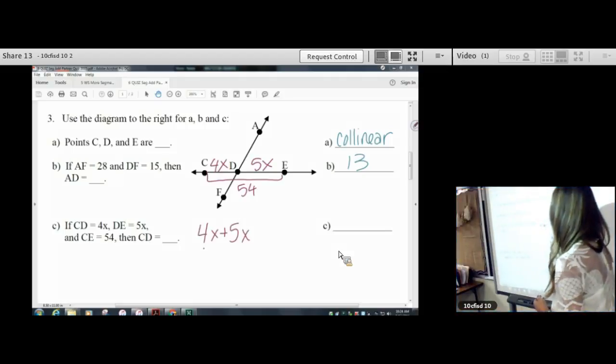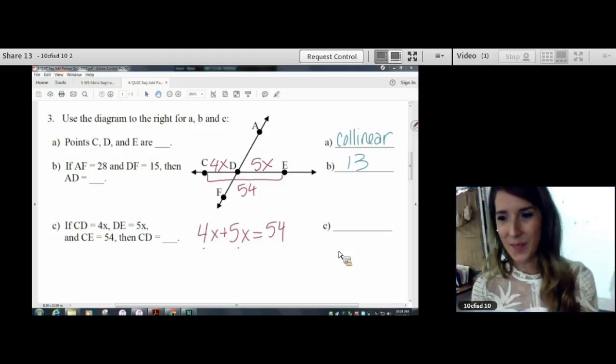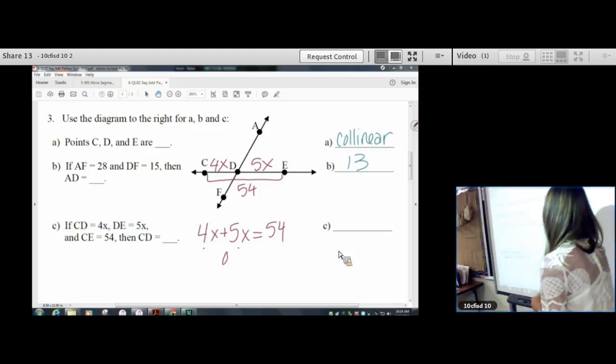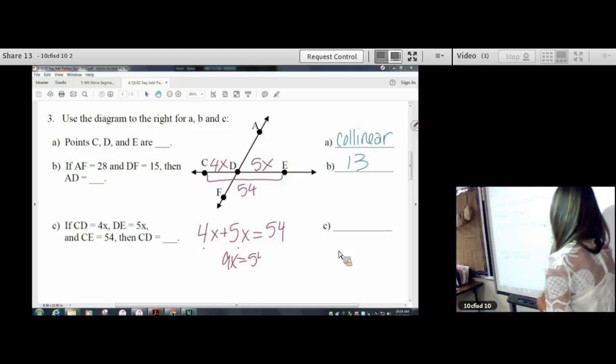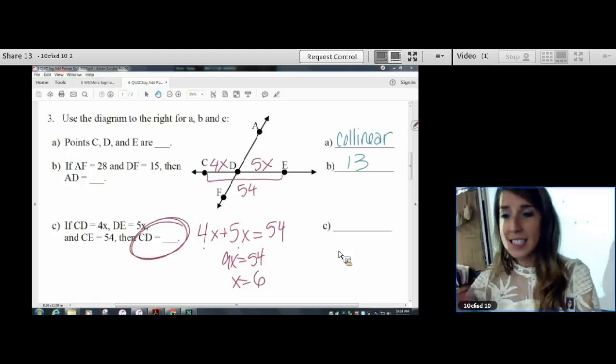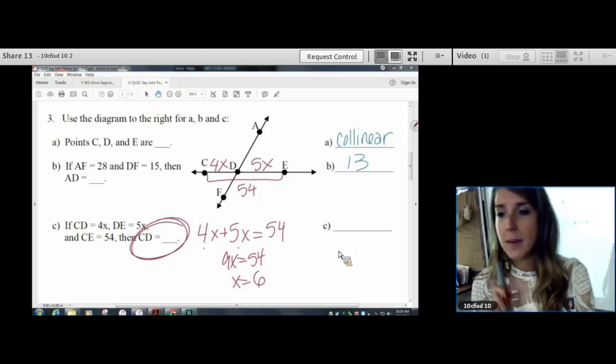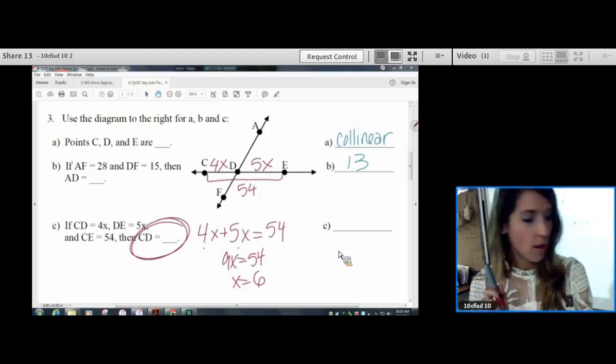Part plus part equals whole. CD plus DE equals CE. We combine like terms, divide by 9, and then don't do this on the test. Don't get so excited. X is 6, you write 6 and you move on to the next problem. Do not do that. We need to make sure we're thorough and we follow through.